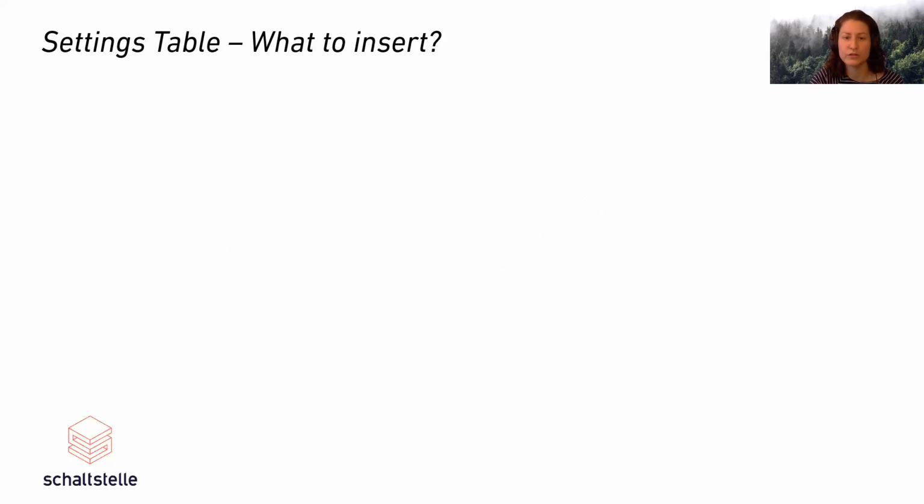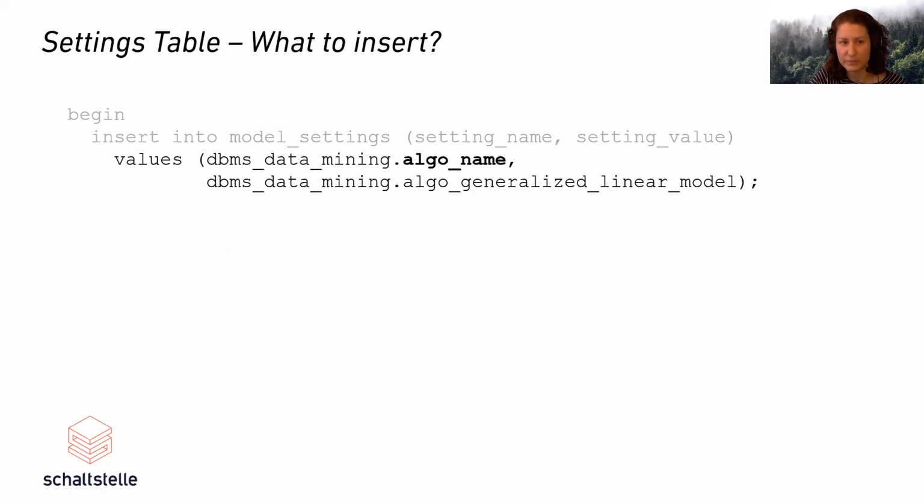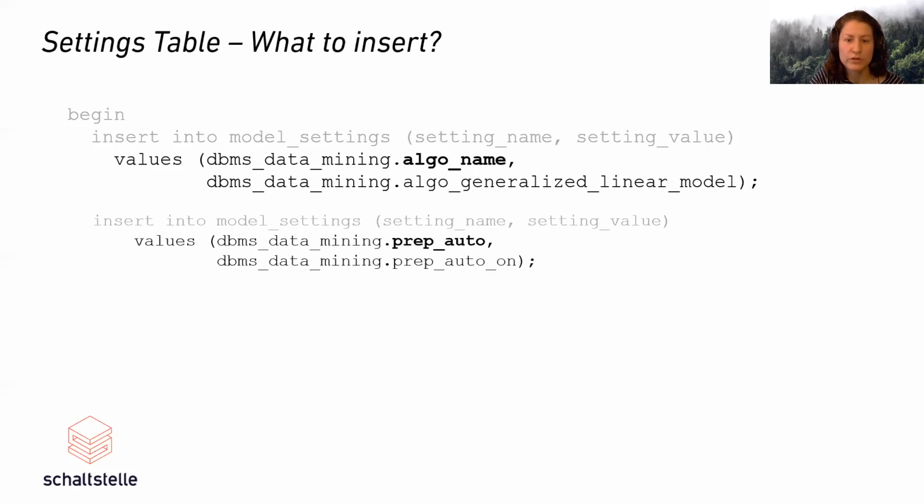In our model, we inserted 3 things. The first one was the algorithm name. So we used the generalized linear model. The second one was we enabled automatic data preparation. It is enabled by default, but it's still very useful to show here because it transforms your data according to the requirements of the algorithm by itself.